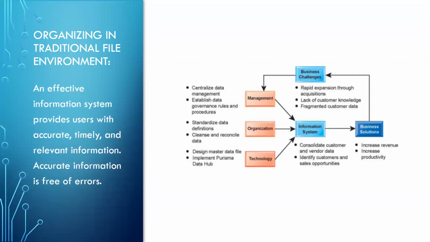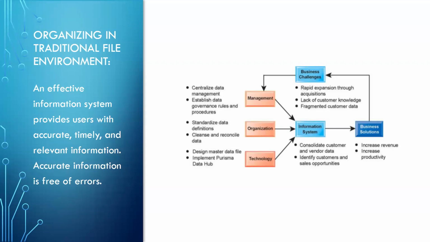So let us discuss the organizing in traditional file environment. An effective information system provides users with accurate, timely, and relevant information. Accurate information is free of errors. Here in our illustration, we can see the business challenges. The business challenges are the rapid expansion through acquisitions, lack of customer knowledge, and fragmented customer data.